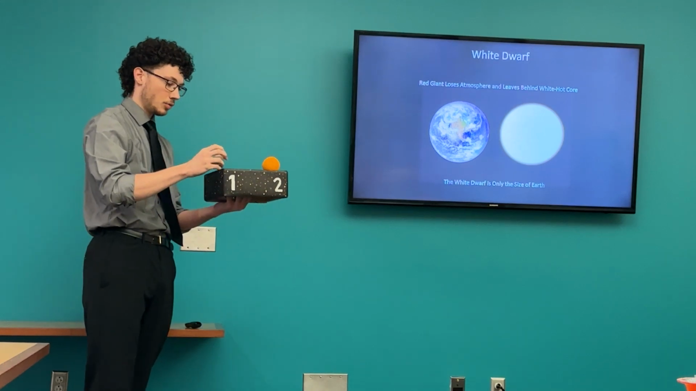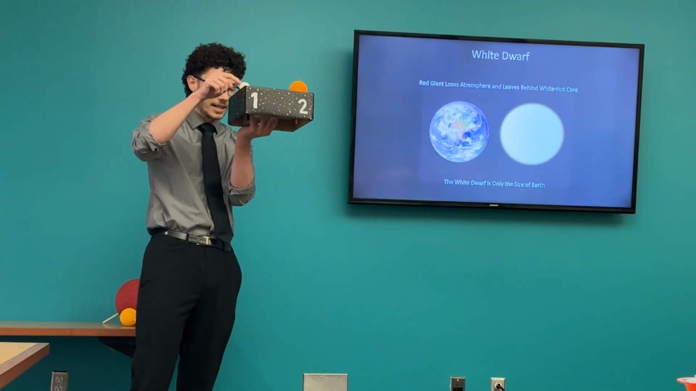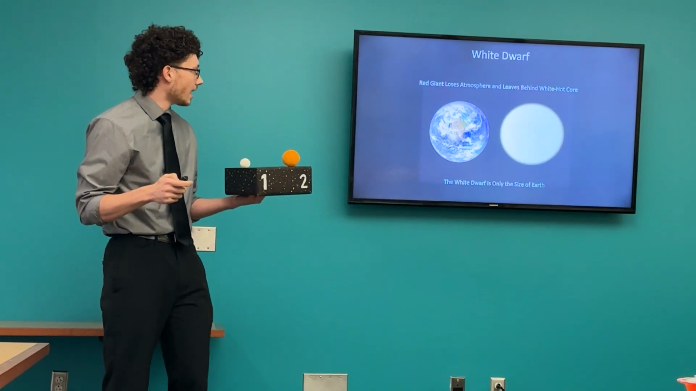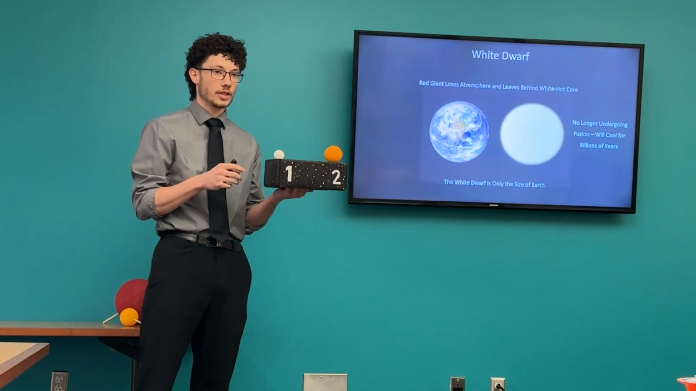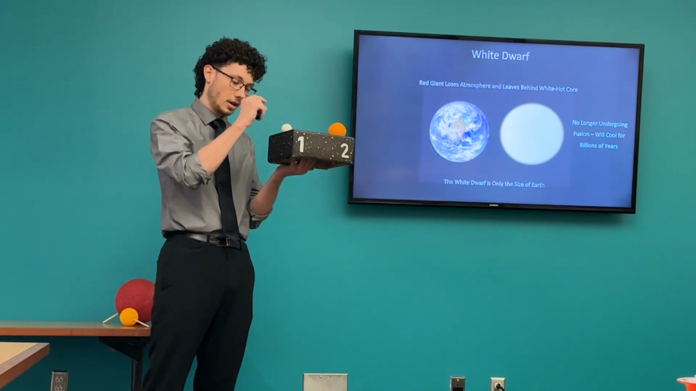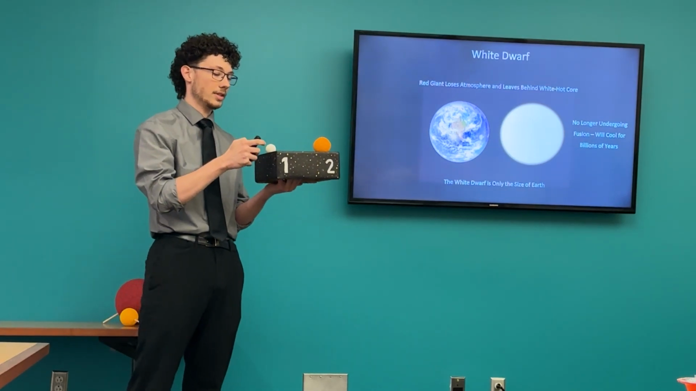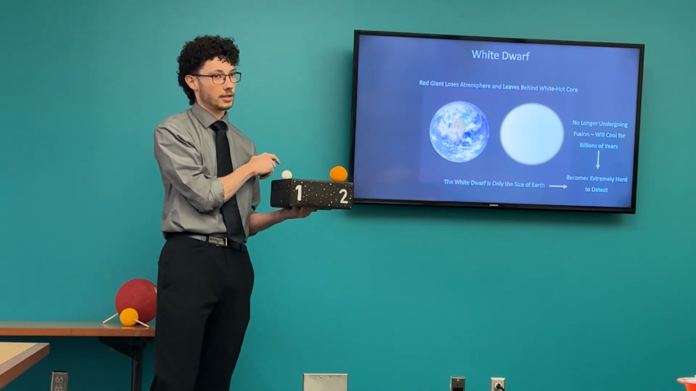And now the star that was once big enough to swallow Earth is just going to be the size of it. And so we're left with this tiny white dwarf, and it's going to no longer undergo fusion because it doesn't have the mass, which means it's going to start cooling for billions of years. And between its small size and no longer producing heat, it's going to become extremely hard to detect.